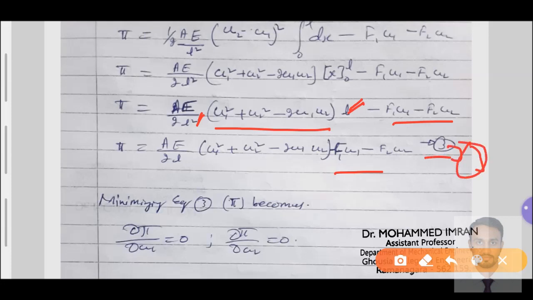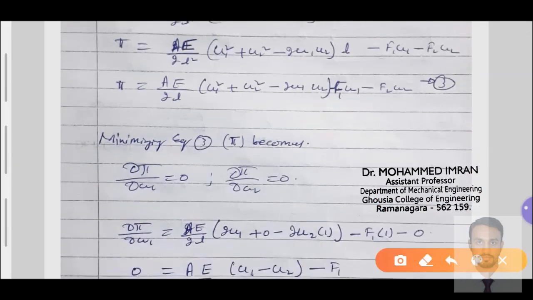We got this equation as per our given problem. Then what are the unknowns there? We have two unknowns, that is u1 and u2. We need to minimize twice to find these two unknowns. If we have one unknown, one-time minimization; two unknowns, two-time minimization; three unknowns, three-time minimization; n unknowns, n times minimization, based on the principle of minimum potential energy method.